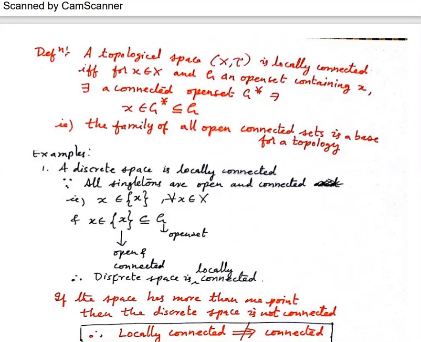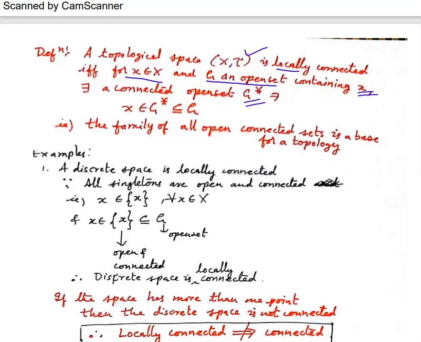Let us look at the definition, which says that a topological space (X, tau) is locally connected if and only if for every point small x belonging to the capital X, and for any open set G of that point x, there exists a connected open set G star such that x belongs to G star contained in G.